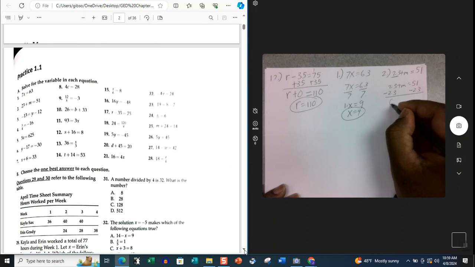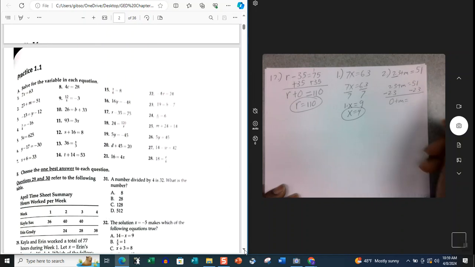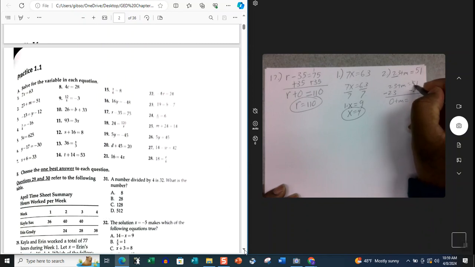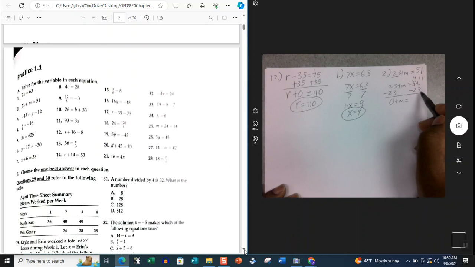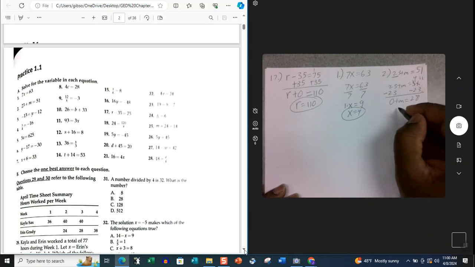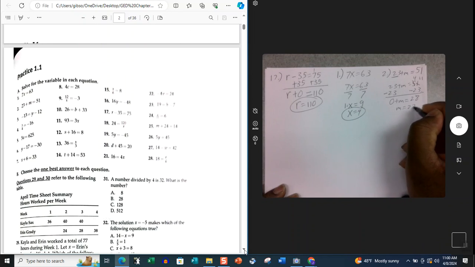23 minus 23 is 0 plus m is equal to 51 minus 23. We'll borrow 1 from this 5 and make it 4, and this 1 becomes 11. 11 minus 3 is 8. 4 minus 2 is 2. 0 plus m is m, and m is equal to 28.